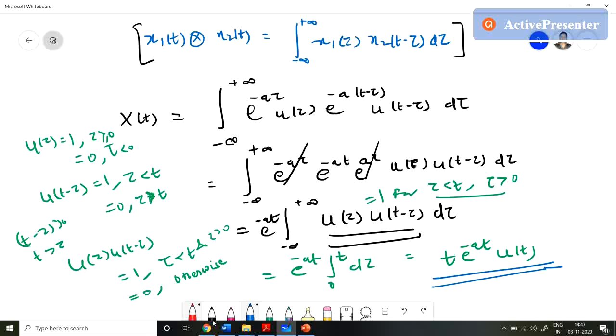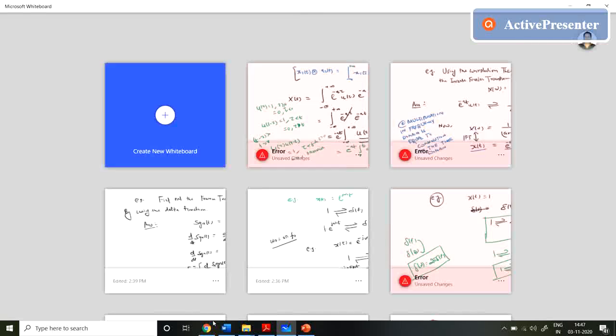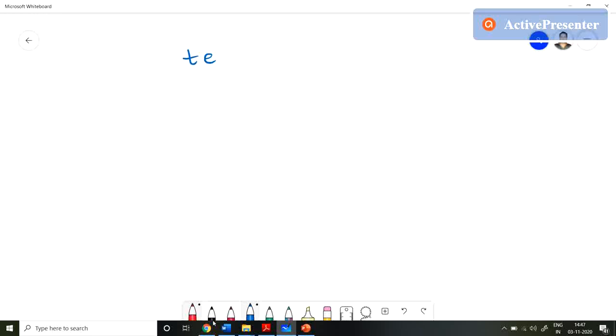So we can just summarize. t e raised to the power minus a t u(t) has Fourier transform equal to 1 divided by (a plus j omega) whole square.